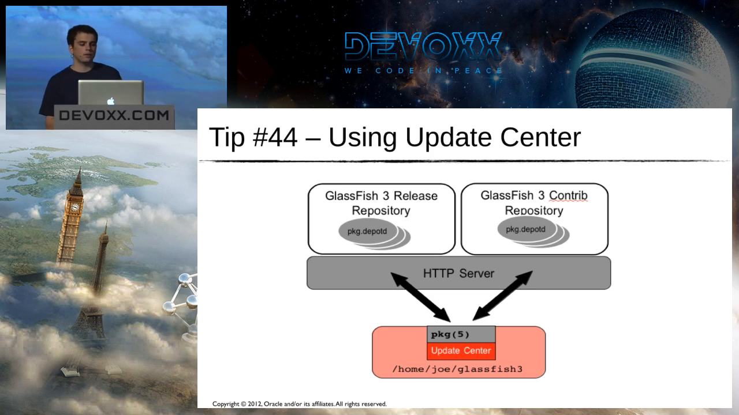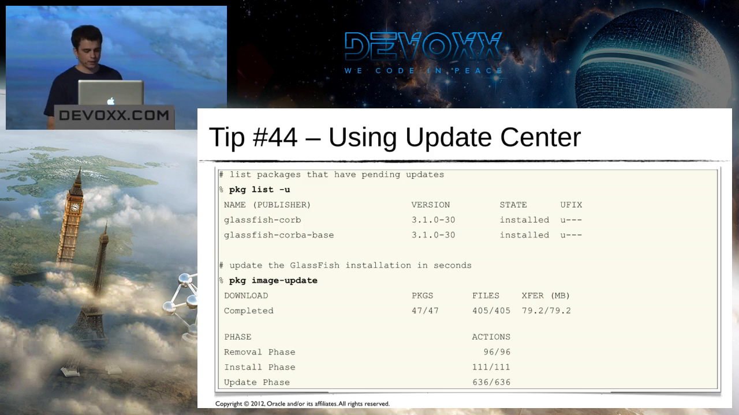Okay, so there is a software packaging system which is built into GlassFish. It's called IPS. It's what is currently used in Solaris 11. It stands for Image Packaging System, and it's brought into GlassFish through the project called Update Center. There are two interfaces that you can use, the CLI and the UI. The CLI is called pkg and the UI is called Update Tool.